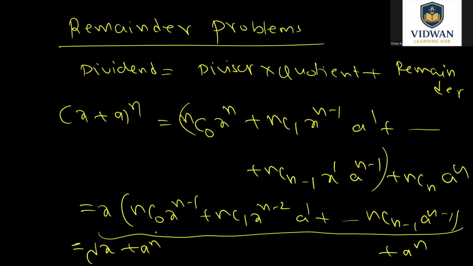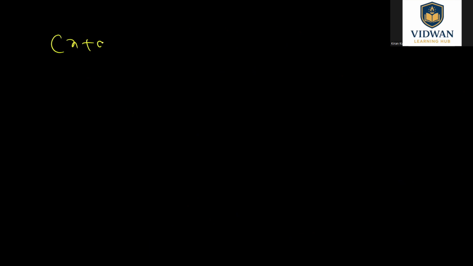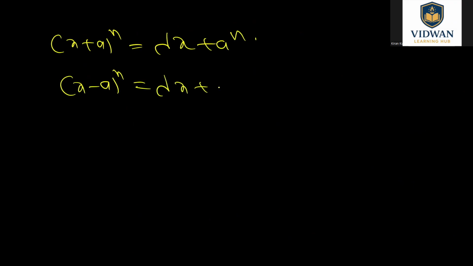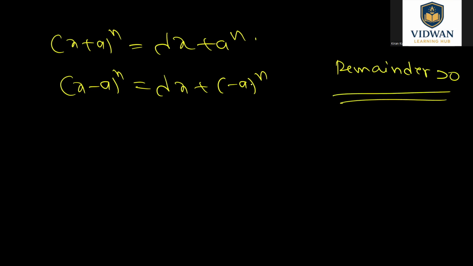If x is an integer, this whole thing will be an integer, because you already know that nC0, nC1 and so on are integers. So it is x into some integer plus a^n. Whenever you come across (x + a)^n as the dividend, if x is the divisor, you can write x into lambda, where lambda is some quotient and a^n is the remainder. And in case there is a negative sign, you replace a with minus a. But remember, the remainder should always be positive. If you get a negative, you can add and subtract something to make it positive, and we'll see how to do that in the question itself.